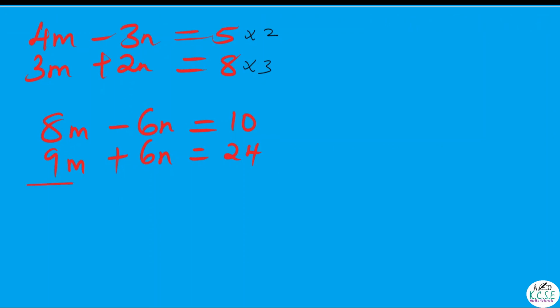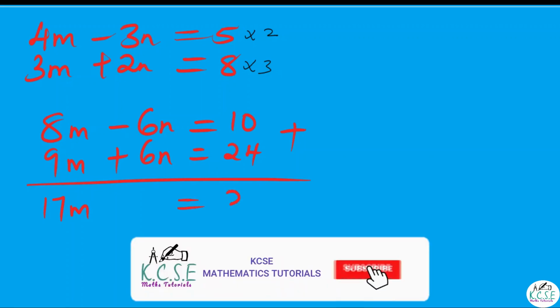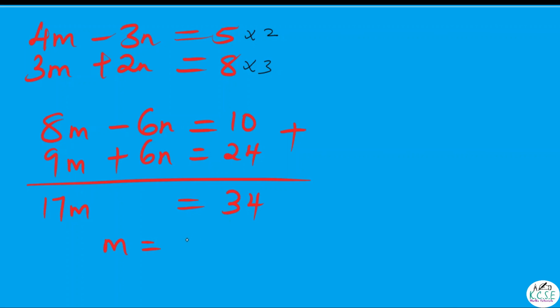So now to eliminate n, we add the equations. So negative 6n plus 6n be 0. So 8 plus 9 is 17m. We have eliminated n, to give 34. So m therefore be given by 2.